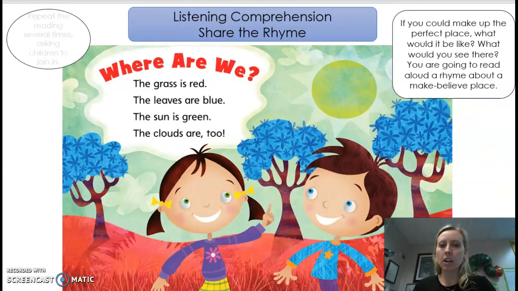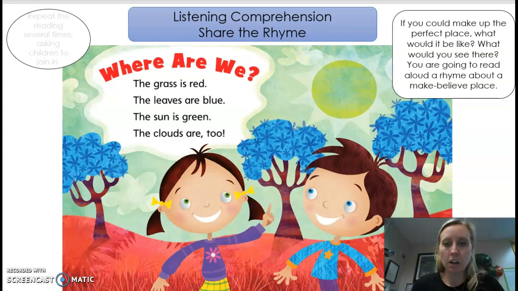Okay, this says, where are we? The grass is red, the leaves are blue, the sun is green, the clouds are too. So we know, let me read it one more time and then we'll talk about the poem. Where are we? The grass is red, the leaves are blue, the sun is green, the clouds are too.